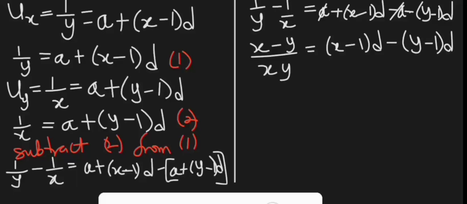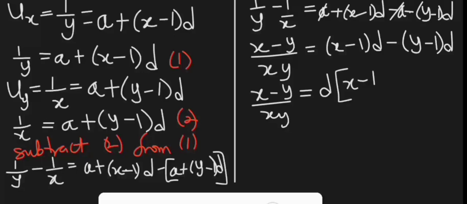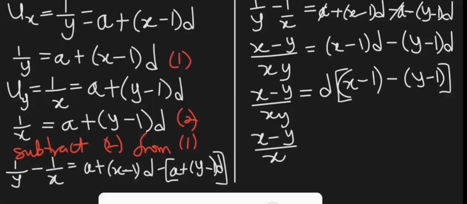Factoring d on the right hand side, we have (x minus y) over xy to be equal to d multiplying (x minus 1) minus (y minus 1), leaving us with (x minus y) over xy to be equal to d multiplying (x minus y), as the minus 1 minus minus 1 will give 0. If we divide both sides by x minus y, we will have 1 over xy to be equal to d. So we have an expression for the common difference.